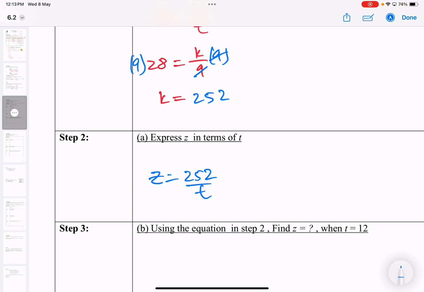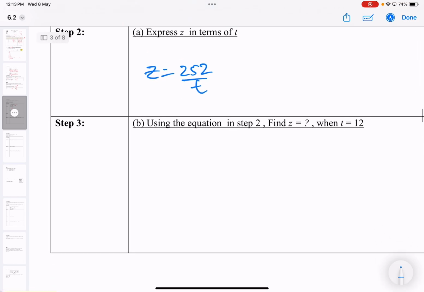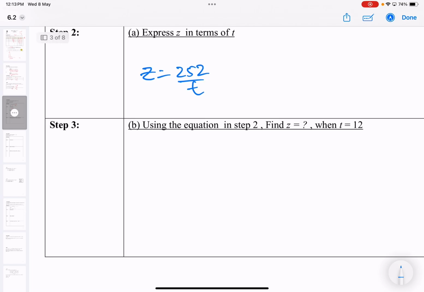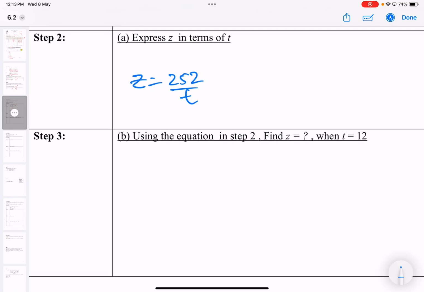Emily, 2 minutes maximum. And step 3, now they want us to find the value of Z when T is equal to 12. So how? Substitute, right? We're going to substitute it in. 252 divided by 12. Use your calculator. 252 divided by 12 gives me 21.